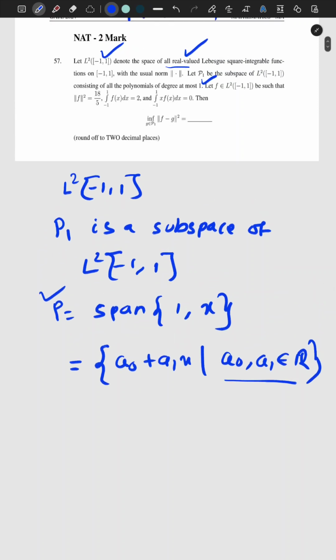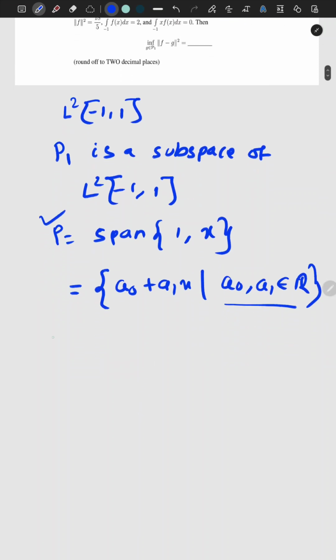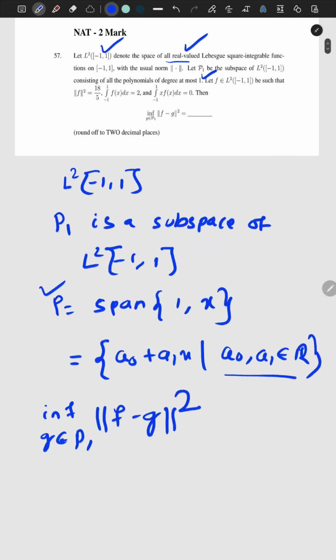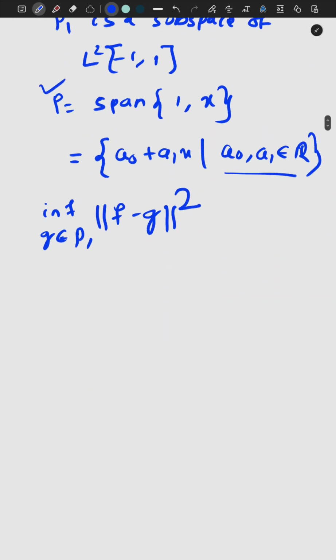Now what is being asked is the infimum over g belonging to P1 of the norm square of f minus g. What is the infimum value of this? What is f? f is a function in L2[-1, 1]. f lies in this space. And what is being asked?